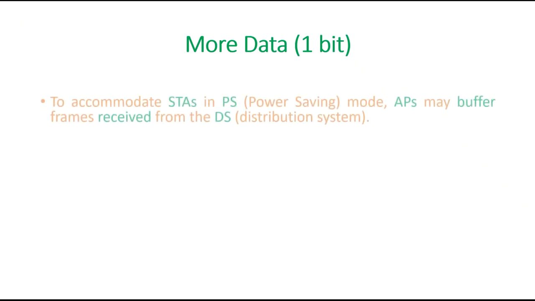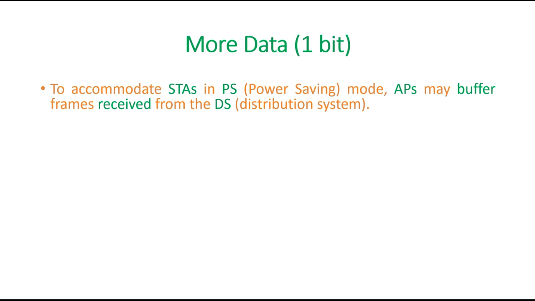More data bit. This is again of size 1 bit. To accommodate stations in power save mode, the AP has to buffer the frames received from the distribution system.